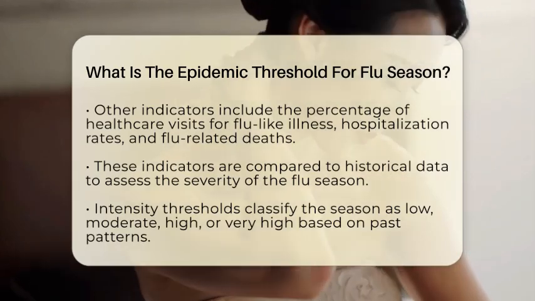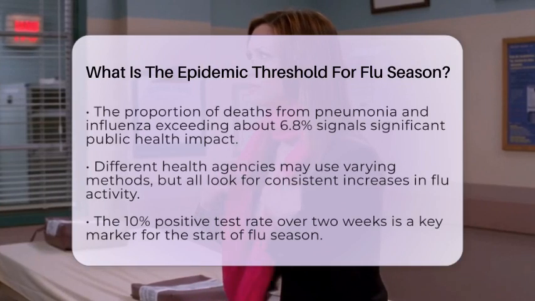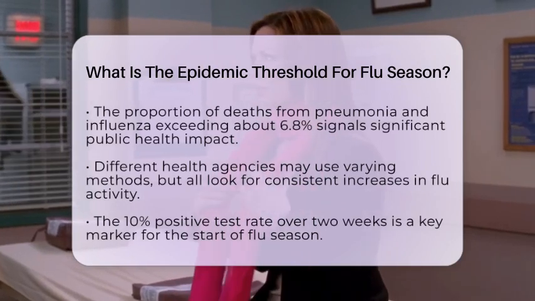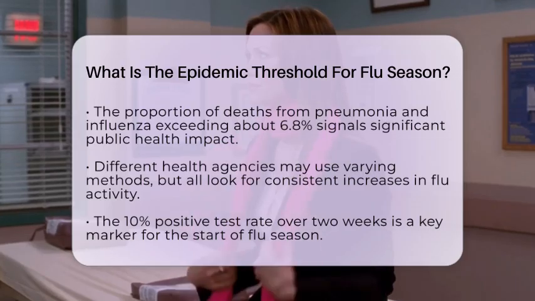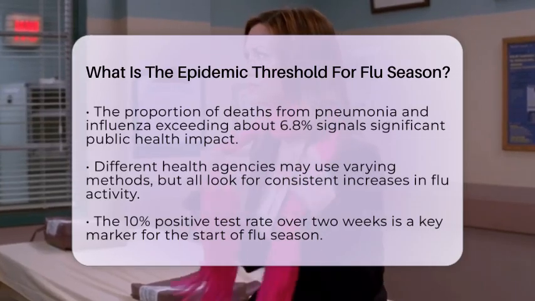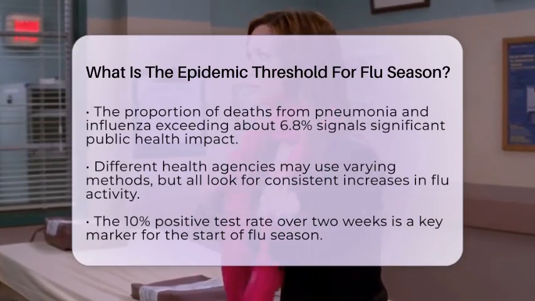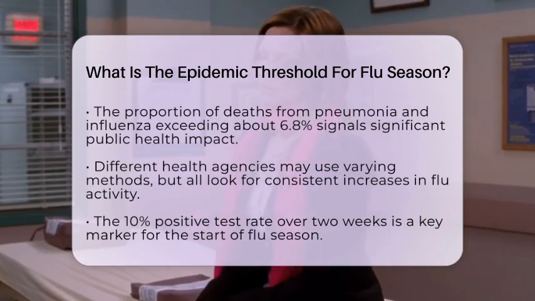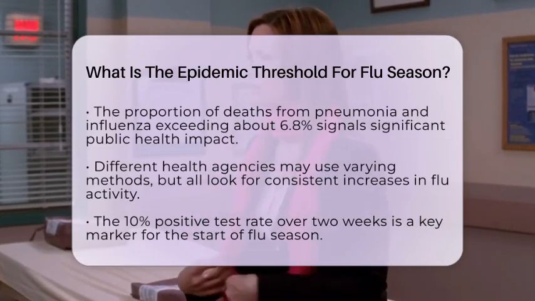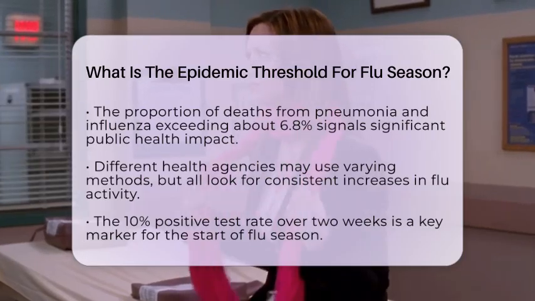For example, they calculate what's called intensity thresholds, which help classify the severity of the season as low, moderate, high, or very high. These thresholds are based on past seasons and help public health officials decide how serious the outbreak is. Another important measure is the proportion of deaths caused by pneumonia and influenza. If this number exceeds about 6.8%, it suggests the flu is having a significant impact on public health.